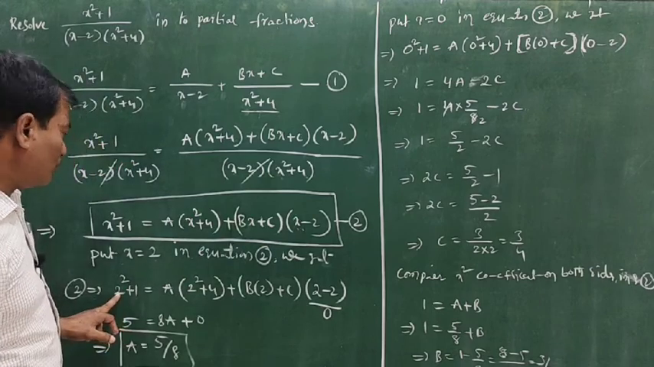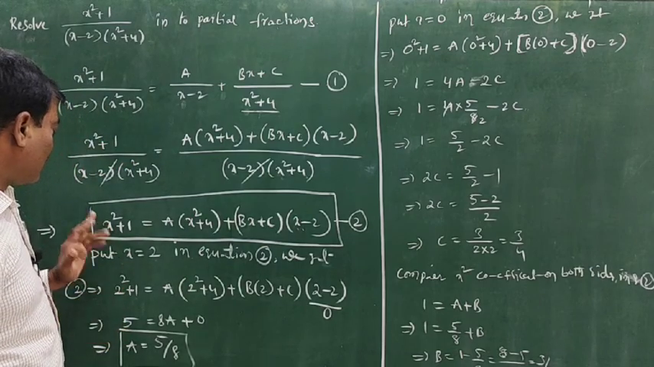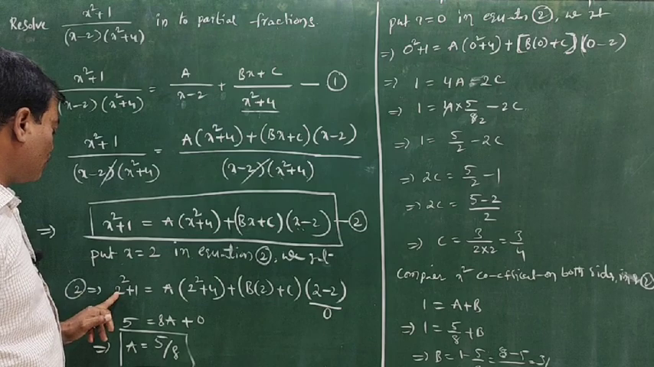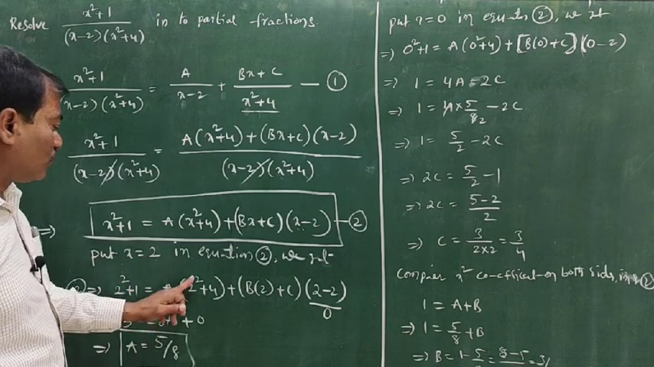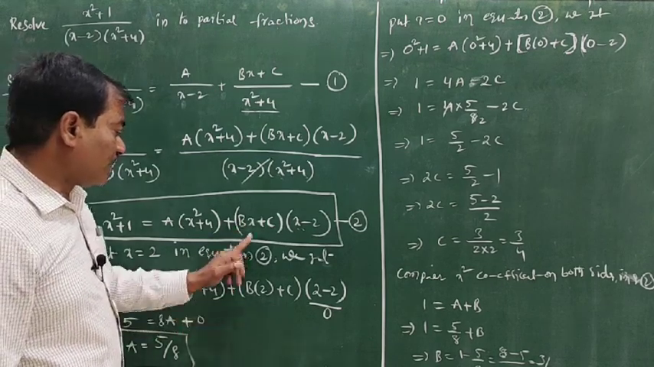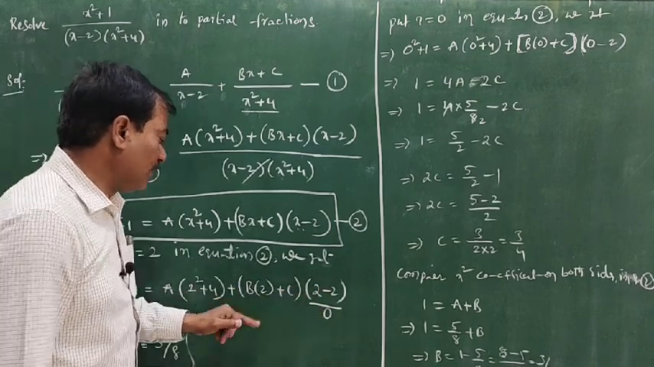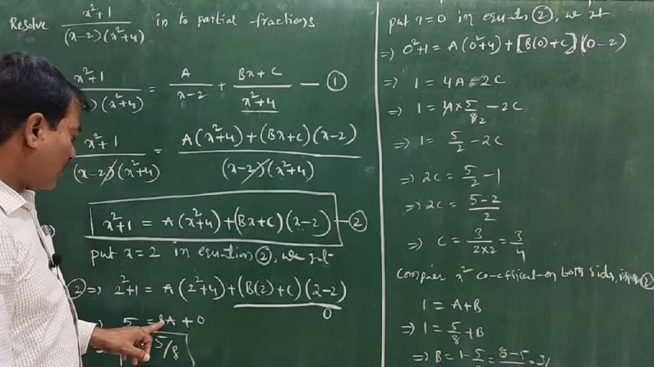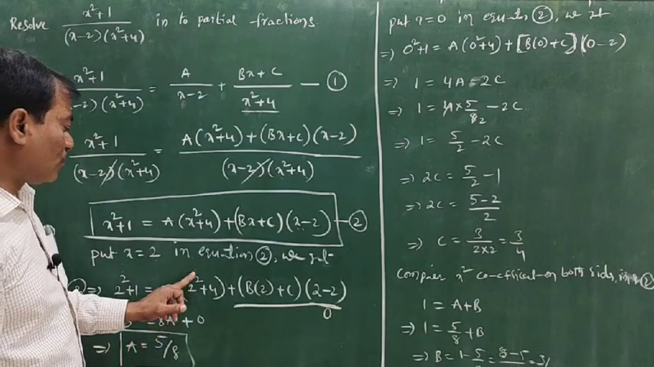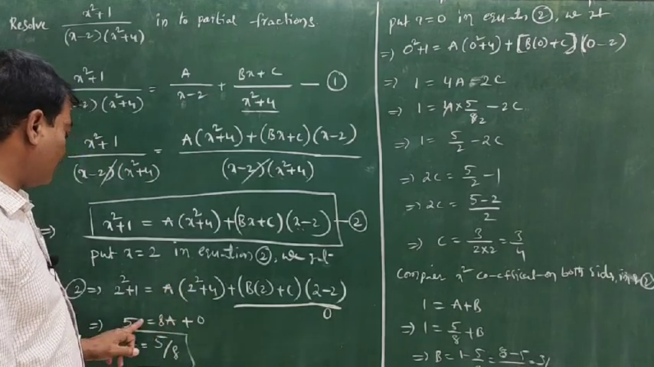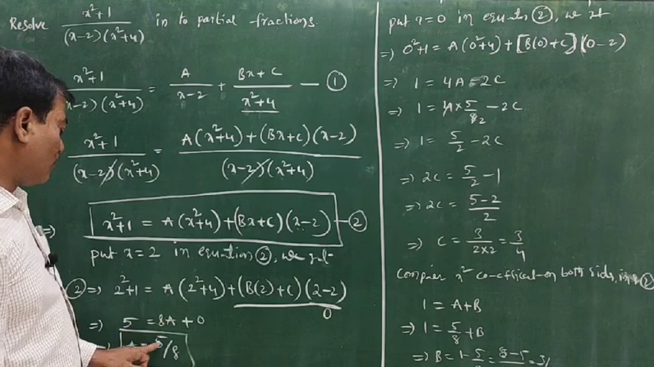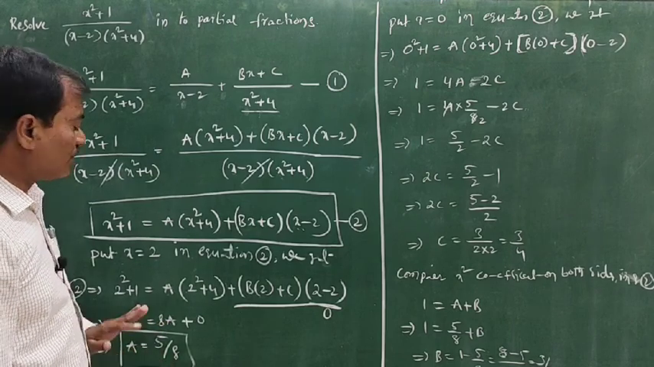Now x equal to 2 means, on the left hand side, we substitute x equal to 2: 2 square plus 1, equals a of 2 square plus 4, plus b of 2 plus c of 2 minus 2. This becomes 0, so finally we have only the 4 square term, that is 4 plus 4, 8a, equals 5. So a equal to 5 by 8. This is the first value.